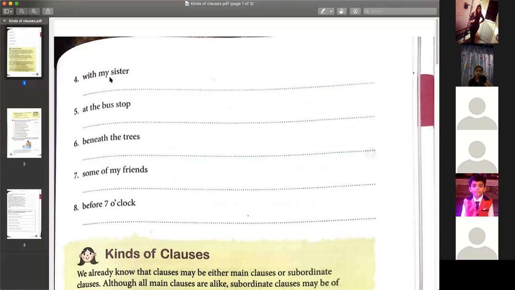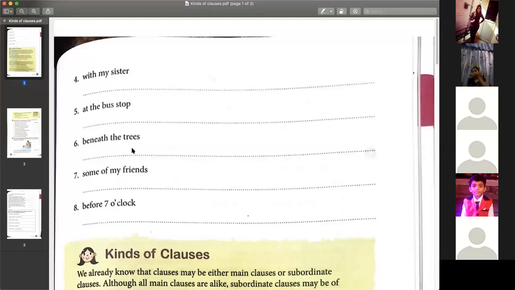Like if we can see my screen, it says "with my sister." Then it is which type of phrase? With my sister. Yes, noun phrase. Because my sister is a noun. So it will be a noun phrase.